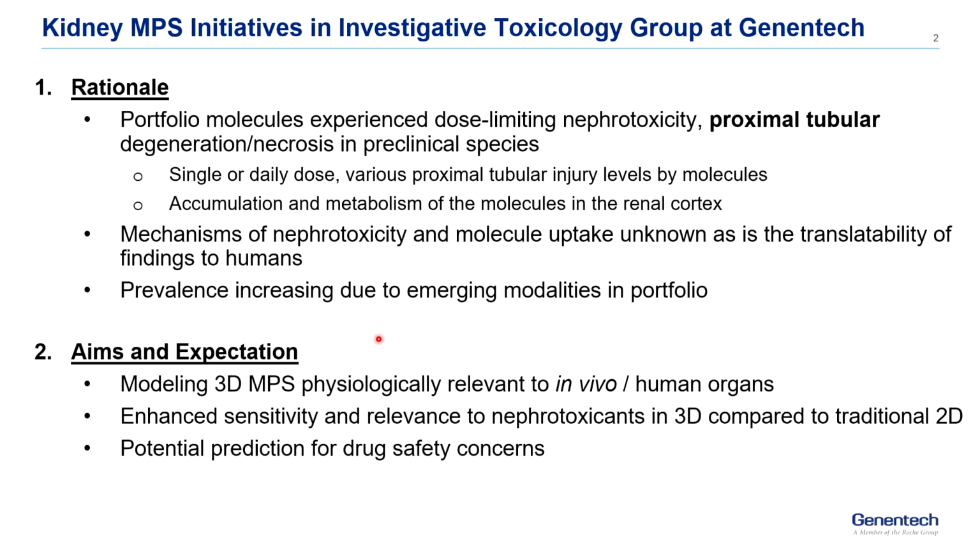The rationale for why we need the MPS to capture kidney toxicity is that, from our in-house molecule experience, we see dose-limiting toxicity with proximal tubular degeneration in both rat and dog studies. And we don't know the mechanism of toxicity, so of course we don't know the translatability between the preclinical species and the human.